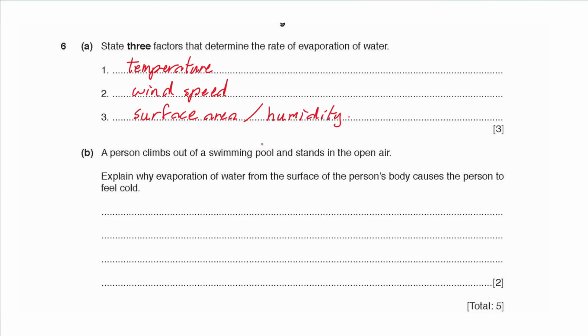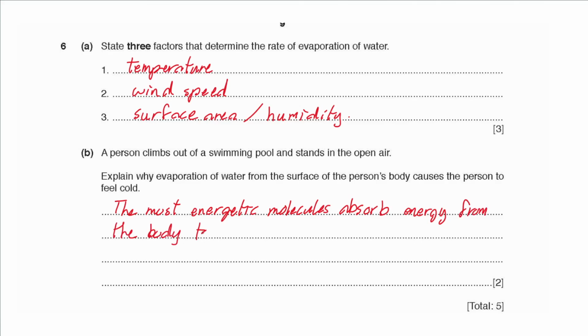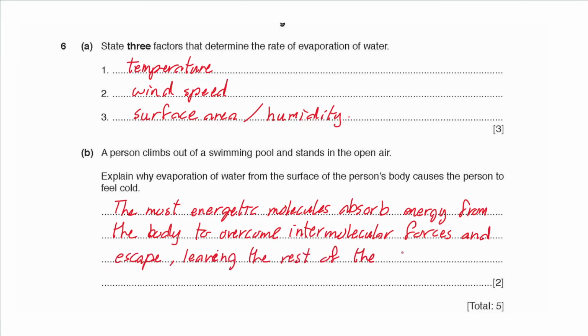Part B says a person climbs out of a swimming pool and stands in the open air. Explain why evaporation of water from the surface of the person's body causes the person to feel cold. We say that the most energetic molecules absorb energy from the body to overcome intermolecular forces and escape, leaving the rest of the molecules at a lower average kinetic energy, which represents temperature. Since the kinetic energy decreases, the temperature decreases.